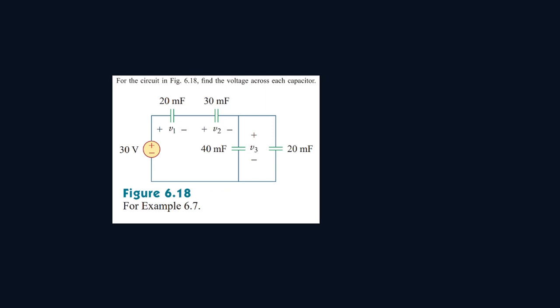Okay, so for the following circuit here, we have to find the voltage at each of these capacitors. To actually solve for the voltage at each of these capacitors, you need to find the capacitor equivalent. So let's start by combining these two. These two are in parallel, so it'll be 40 plus 20. So this one will be 60 millifarads.